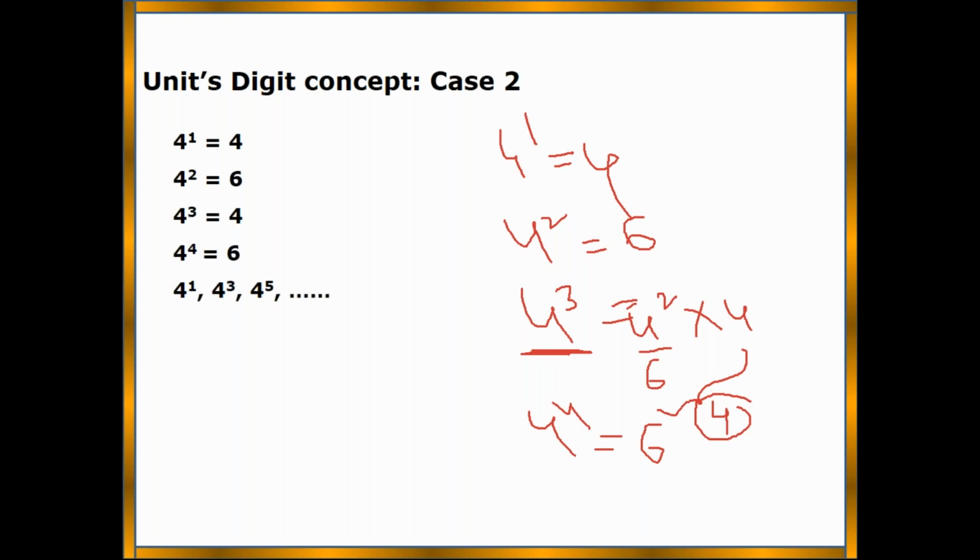4 power 1, 4 power 3, 4 power 5, alternate powers give 4. 4 power 2, 4 power 4, 4 power 6 give 6. The values are repeated. 4 power 1, 4 power 3, 4 power 5, all those are odd powers. If the power of 4 is an odd power, the answer is 4. If the power of 4 is an even power, the answer is 6.